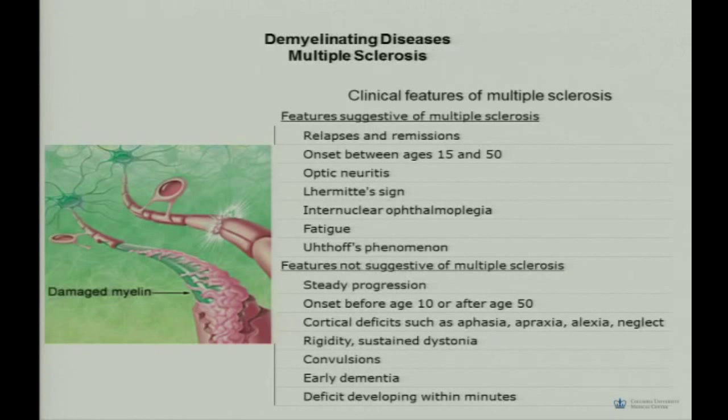Okay. And features that are not suggestive of multiple sclerosis is a steady progression without these acute relapses and remissions, although a small percentage of patients do actually have a steady progression. Onset before 10 or after 50. Cortical deficits like aphasia, apraxia, alexia, neglect. Rigidity or sustained dystonia, convulsions, early dementia, or deficits that develop within minutes. So this very acute onset.